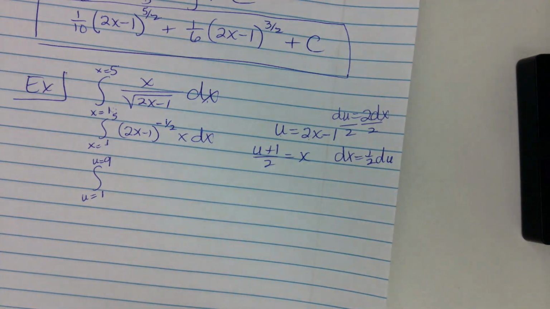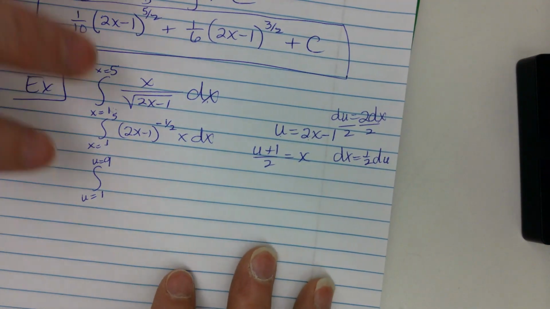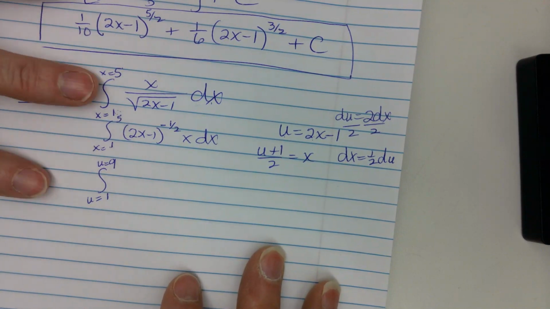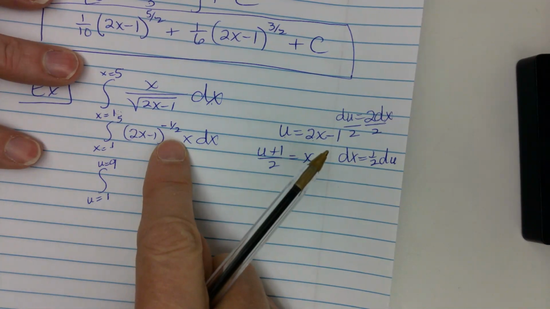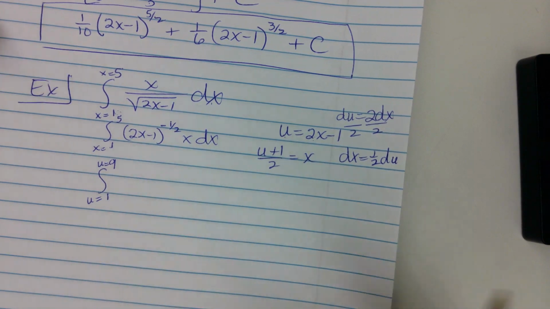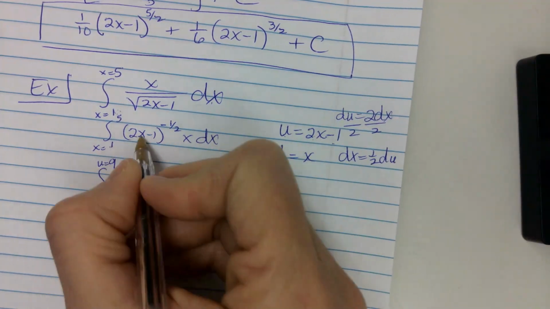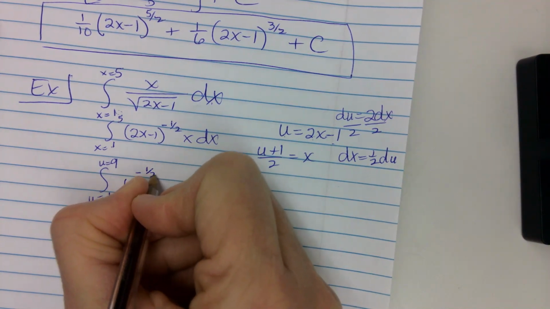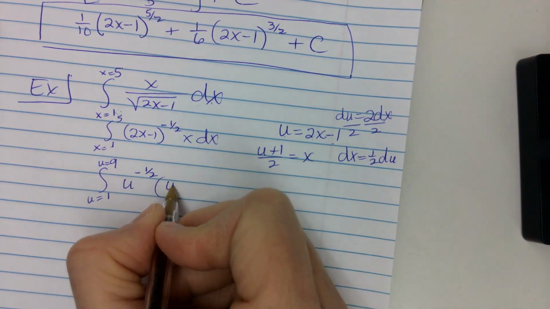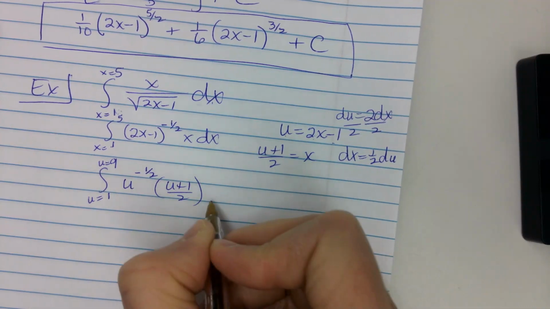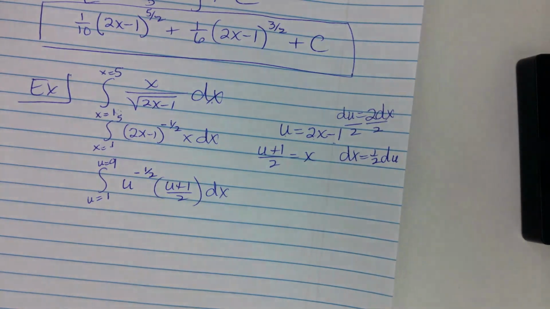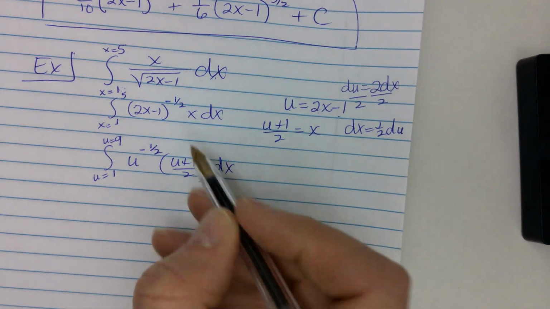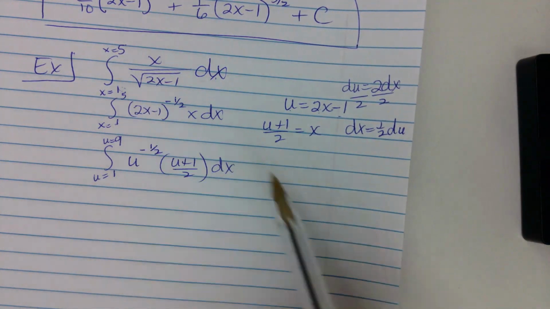So now, if it's a definite integral, the one beauty of an all-out u sub is that you don't have to go back to x's. We can stick with u's. So this will be u to what power? Negative 1/2. The x should be u plus 1 over 2. I'm assuming these will be non-calculator, right? Otherwise you just plug it into the calculator, math 9, and be done.